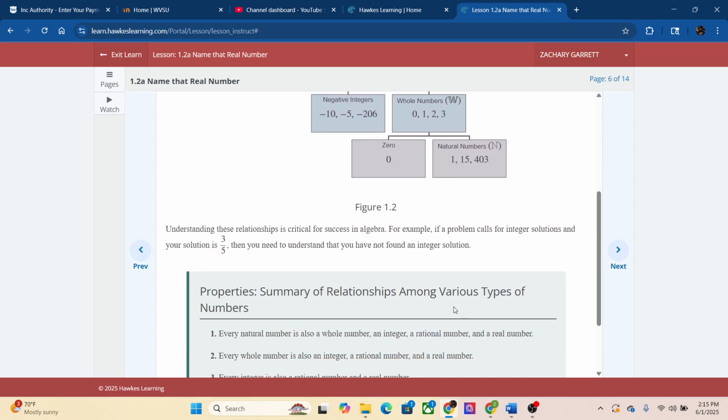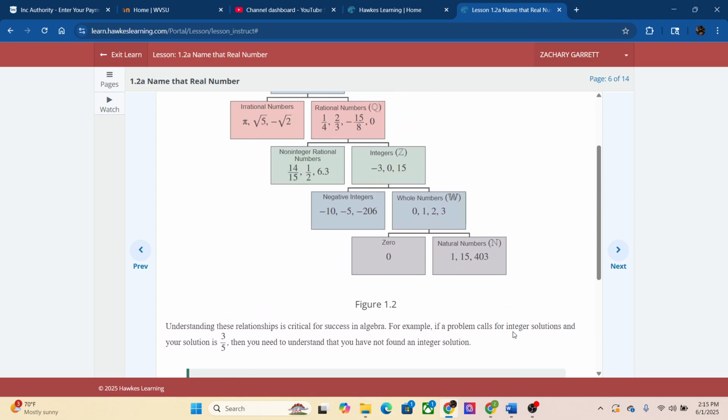Understanding these relationships is critical for success in algebra. For example, if a problem calls for integer solutions and your solution is 3/5, you need to understand that you have not found an integer solution.